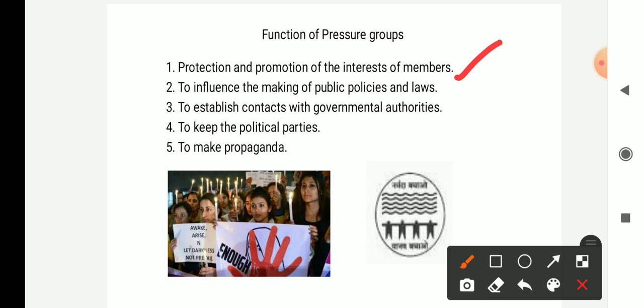They also function to influence while making public policies and laws in their favors. To establish contact with government officials is also their function. To keep the political parties informed about their views, about their interests is also, and to make propaganda is another function of pressure groups and interest groups.